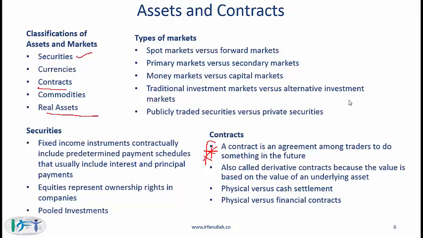Traditional investments versus alternative investment markets. Stocks and bonds are generally considered traditional. Alternative investments are commodities. You can also have hedge funds, private equity, and so on. Publicly traded securities are securities which are traded on an exchange. Private securities are not traded on an exchange.